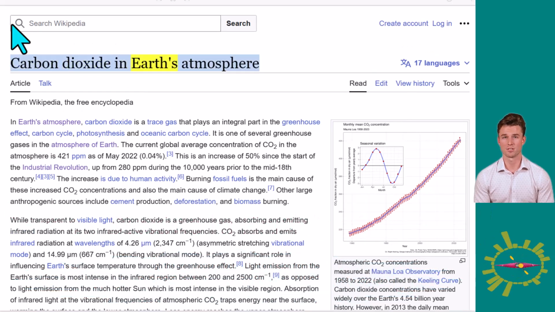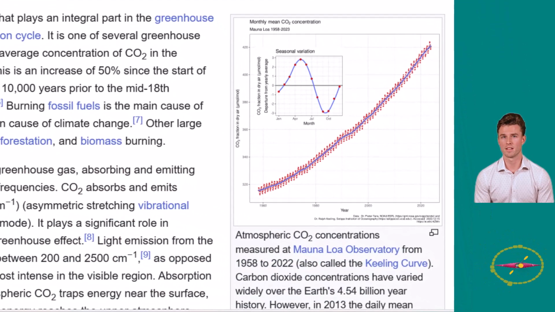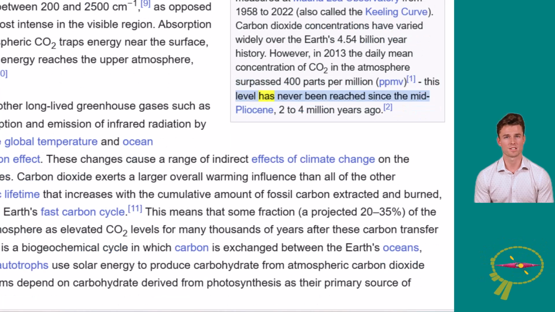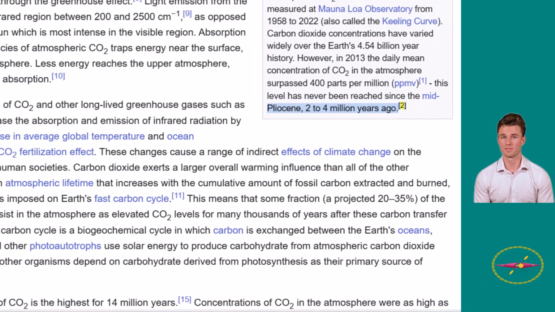Carbon dioxide in Earth's atmosphere. Atmospheric CO2 concentrations measured at Mauna Loa Observatory from 1958 to 2022, also called the Keeling curve. Carbon dioxide concentrations have varied widely over the Earth's 4.54 billion year history. However, in 2013 the daily mean concentration of CO2 in the atmosphere surpassed 400 parts per million, ppmv. This level has never been reached since the mid-Pliocene, 2 to 4 million years ago.